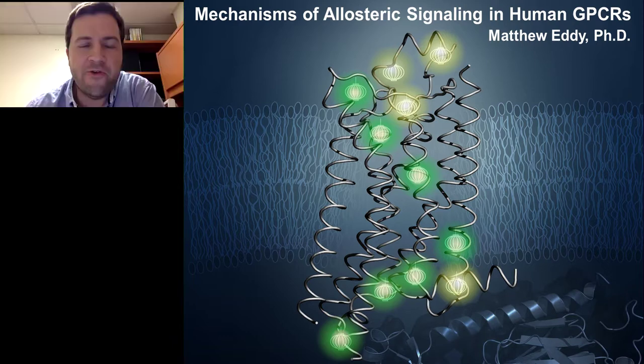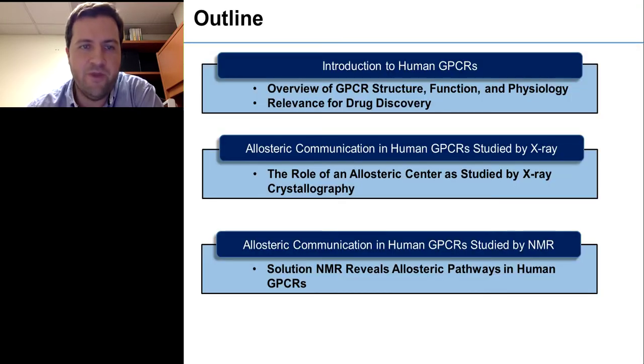Thank you very much. So today I'm excited to talk to you about my research and specifically about mechanisms of allosteric signaling in human GPCRs. So to provide an overview of what I'm going to present today, first, I'm going to provide an introduction to human GPCRs and a brief overview of their structure, function, and physiological relevance. And then I want to tell you a little bit about their relevance for drug discovery.